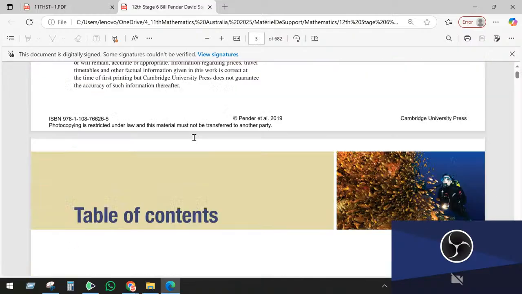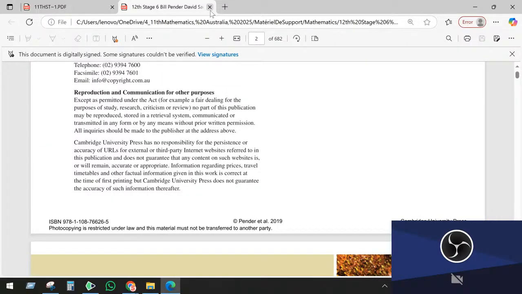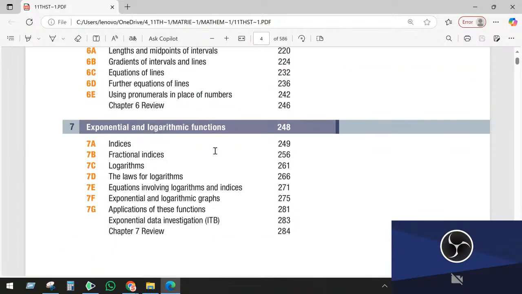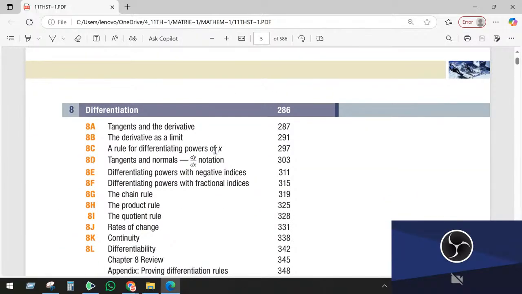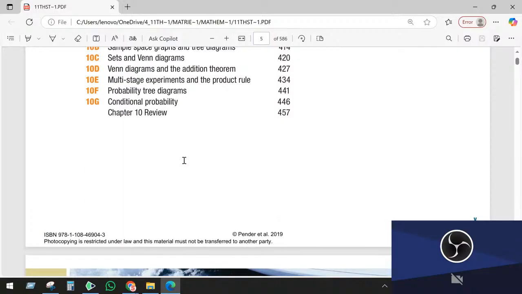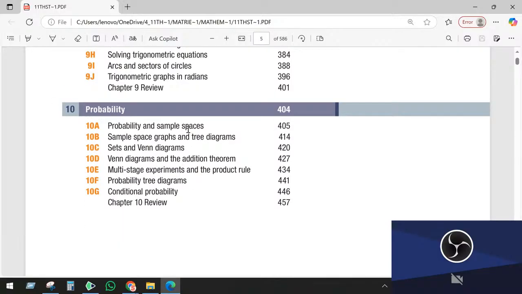It is not more huge mathematics. No need to go to 12th. So in the next class, we will go with probability. It is exponential function. No, extending calculus is also done. Probability and sample spaces. Normally, what happens now?